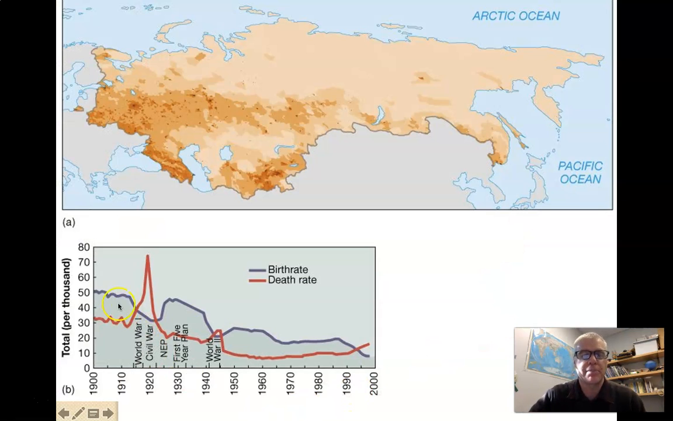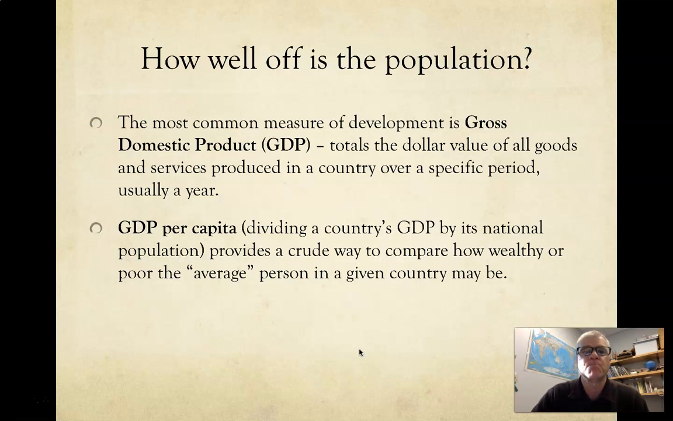And here's just showing birth rates here in blue. And then you can see the Civil War and World War I caused a ton of deaths, and then again in World War II. And then at the end of the Soviet Union, you also see death rates go up and birth rates really crash. Then the last thing in this lecture is looking at how well off the population is.